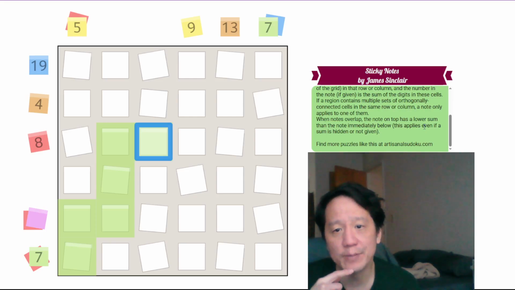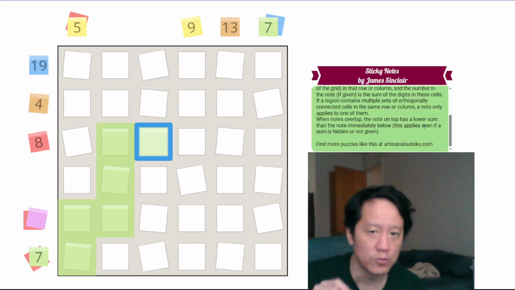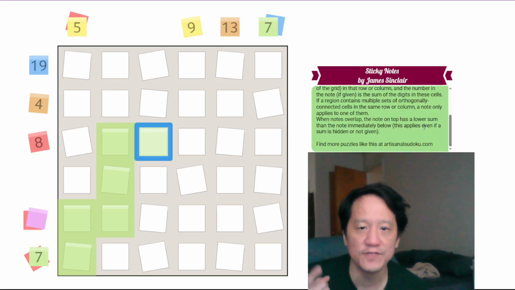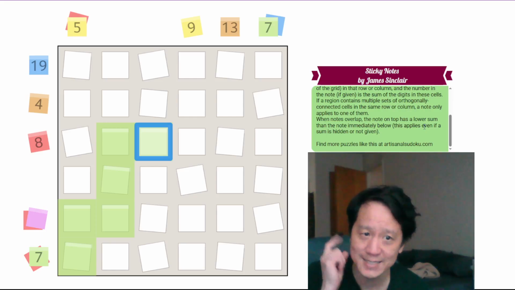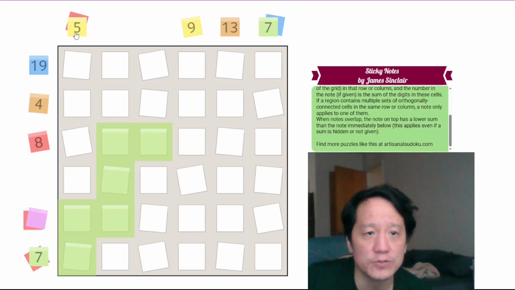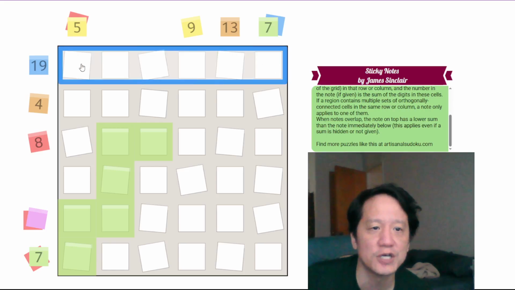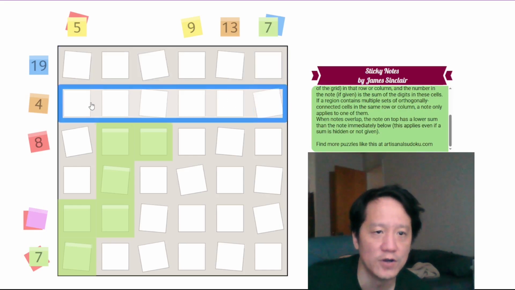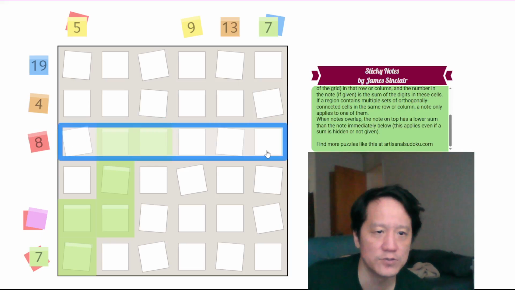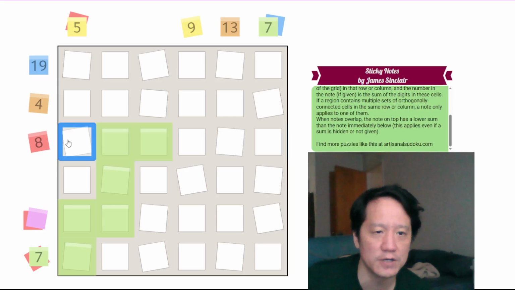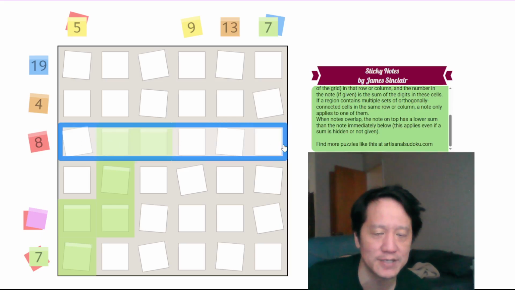When notes overlap, the note on top has a lower sum than the note immediately below, and this applies even if a sum is given or not given. So these are the post-its. This is saying there's a run of blue cells, which add up to 19 in row 1. This is saying there's a run of orange cells in row 2, which add up to 4. This is saying there's a run of red cells, which must add up to 8.